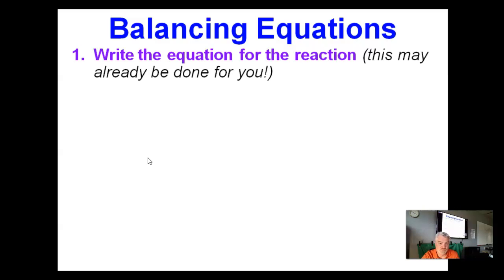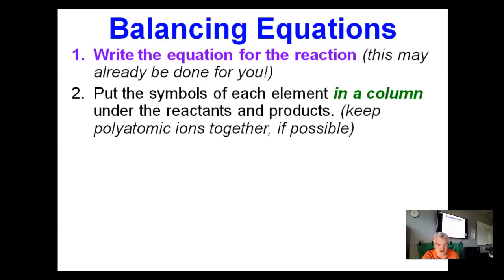Okay, some rules here. First of all, you have your equation. That will usually be given to you. Put the symbols of each element in a column under the reactants. This is the work that I like to show you, because it shows you that you're doing the work. You can put polyatomic ions together. What I mean by that is sometimes OH is what we call a polyatomic ion, or NH3, ammonia, is a polyatomic ion. If you see that on both sides of the arrow, you can keep it together.